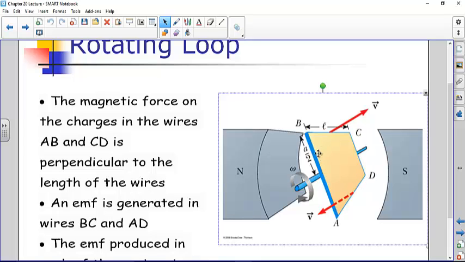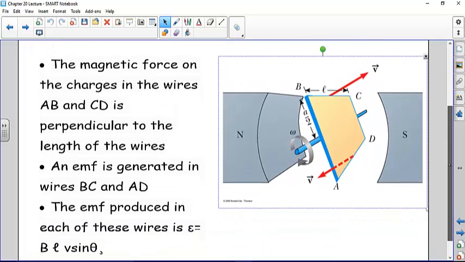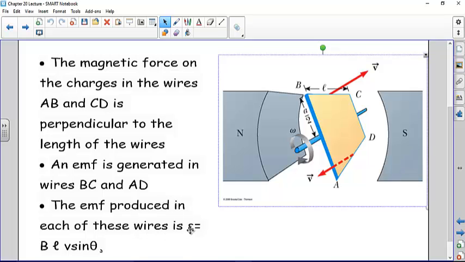It's kind of like in the motor situation. These wires, the horizontal wires here, were the ones that generated the torque. And as a consequence, the same thing applies for generators. It's these horizontal wires that generate the EMF. The EMF produced in each of these wires, so the induced voltage across this part and across this part, is equal to B, the magnetic field strength, times the length of these two wires, times the velocity of the wires, times the sine of theta, where theta is the angle between the velocity vector and the field.